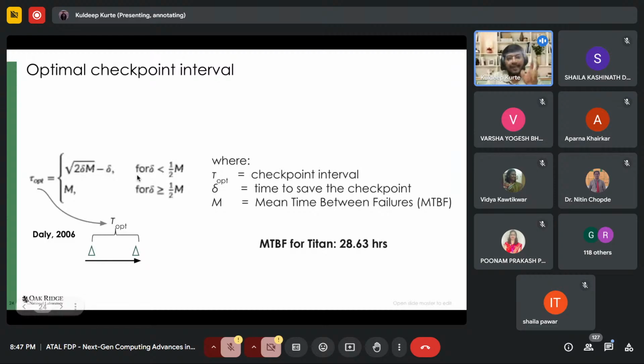two specific terms, which are delta and M. Delta is the time to save the checkpoint. I just explained that data has to transfer over the network and then be written on the storage.